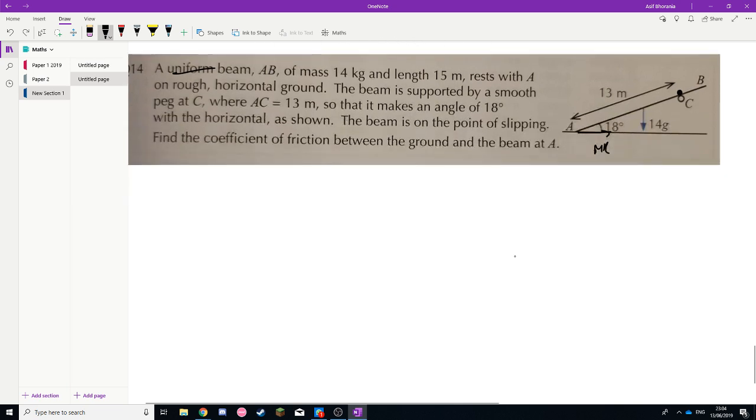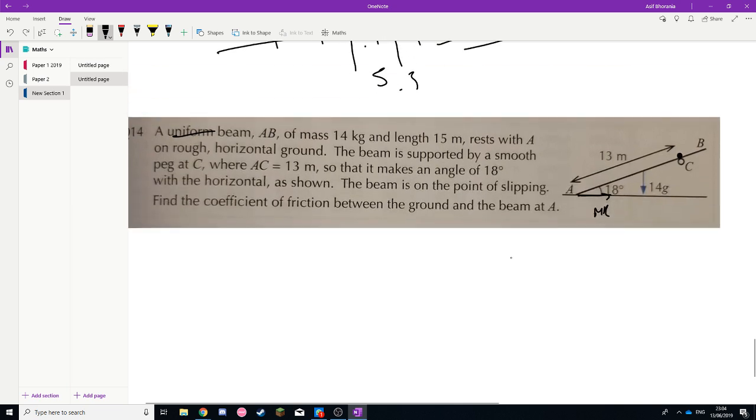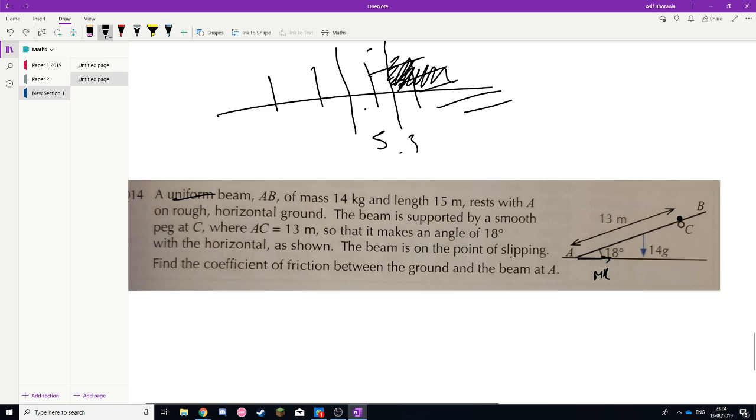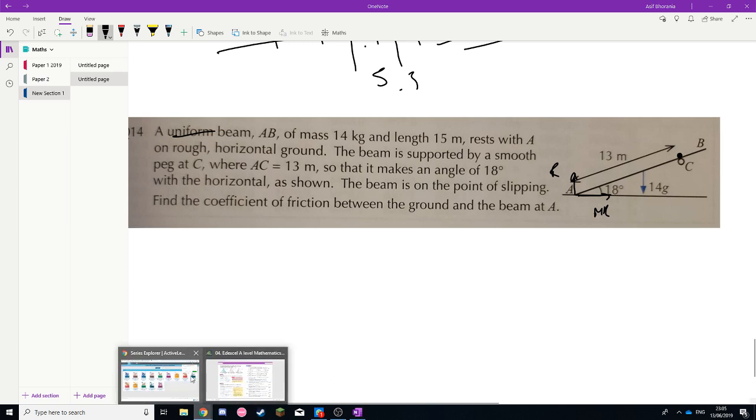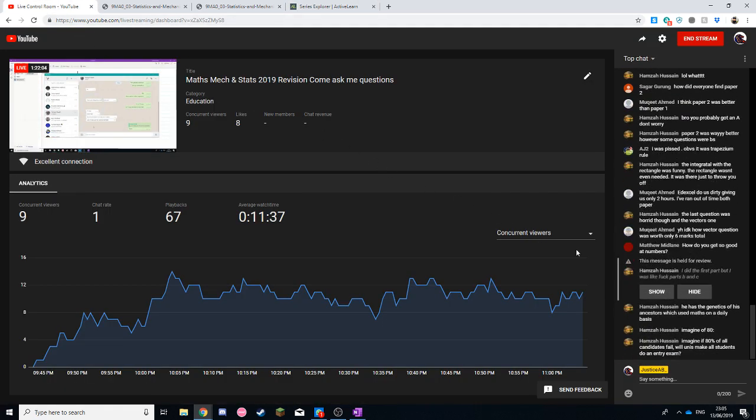Parallel and perpendicular to this, I think. Yeah. But there's a reaction force here. Is it going to be in terms of the reaction force? No. What am I missing?